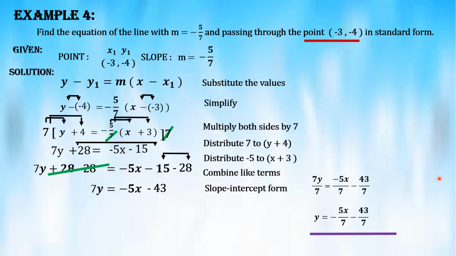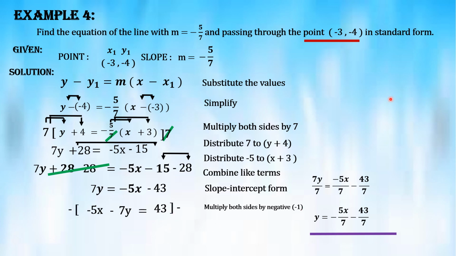So, since standard form, aayusin lang natin. Just copy negative 5x. So, ilipat ito, magbabago yung sign. So, you have negative 7y. Next, yung negative 43, ililipat din yan, kaya magiging positive 43. So, once again, naka-standard na siya, pero yung x kasi natin, yung first term natin negative, so we need to make that positive. So, just simply multiply both sides by negative.